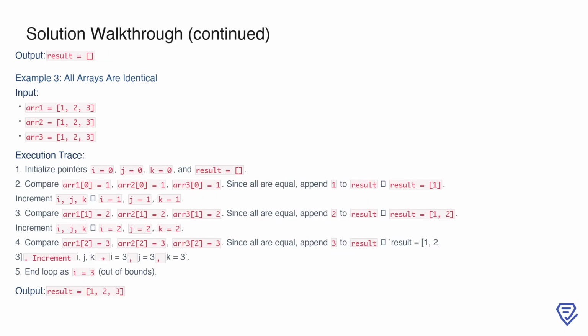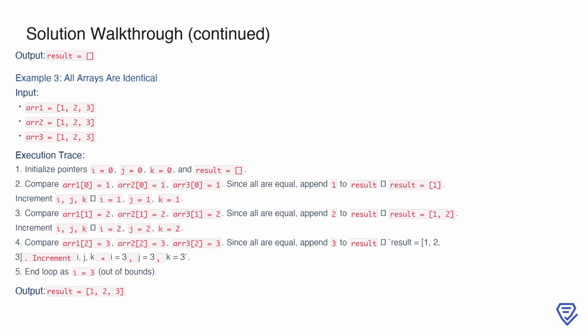Now, let's examine the third example where all three input arrays are identical. arr1 equals [1, 2, 3], arr2 equals [1, 2, 3], and arr3 equals [1, 2, 3]. As usual, we initialize i, j, and k to 0 and start with an empty result. On the first comparison, we find that all three arrays have the value 1 at their current positions, so we add 1 to the result and increment all three pointers.